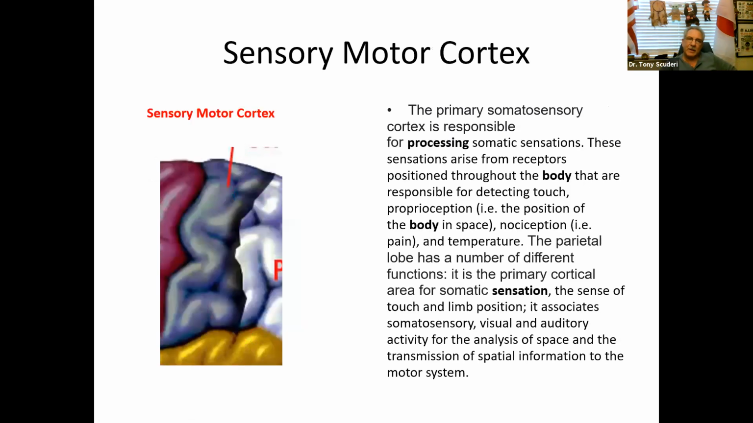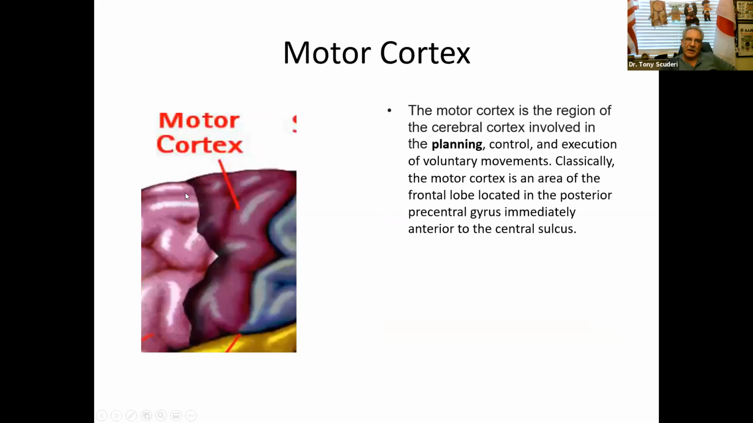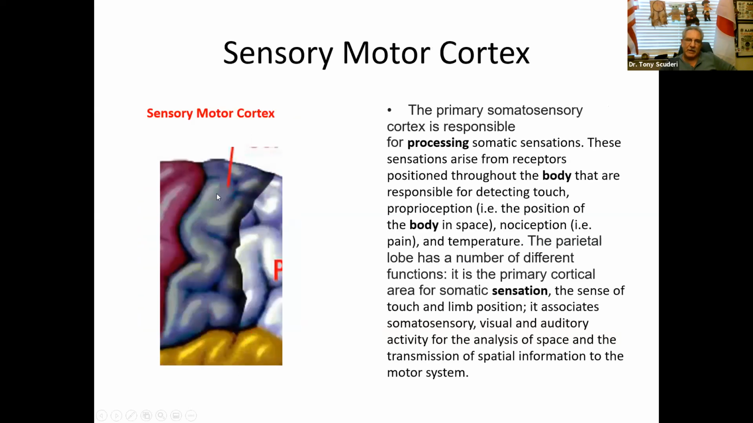Okay, the next one right behind this motor cortex is what's known as the sensory motor cortex, the primary sensory cortex. This is in charge of processing the feeling of sensations, which are called somatic sensations. Soma comes from the Greek word soma, which is body, right? So these are body sensations. Things that we feel in our body are stimulated and observed from the sensory motor cortex.